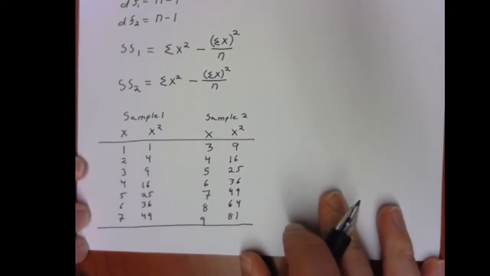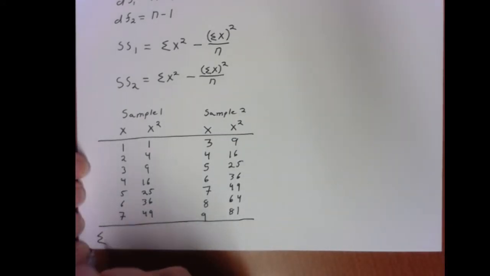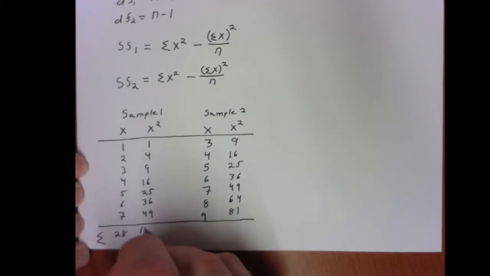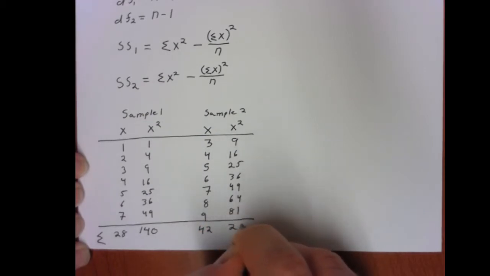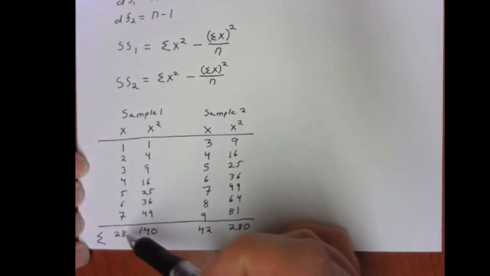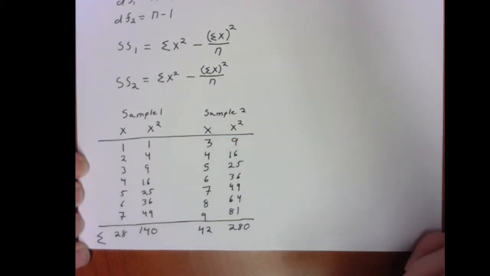Oh, I'm a little bit off the screen. Sorry about that. So then what I would actually do right here is just go ahead and sum them up. Now, I've actually already done this beforehand, so I can tell you that we're at 28, 140, 42, and 280 for the sums. If you add all these up, you get 28. You add all these up, you get 140, 42, 280.